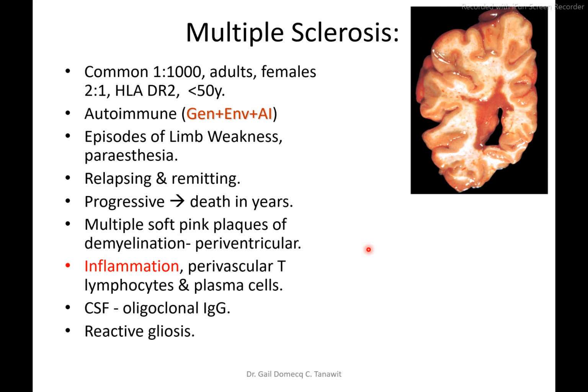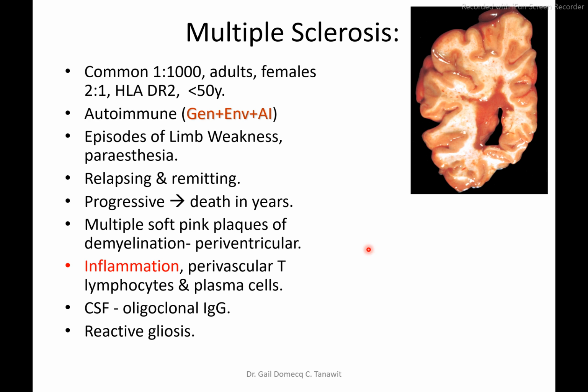For MS, multiple sclerosis, it's common, usually 1 in 1,000 adult females. There is a genetic predisposition located in HLA-DR2, with earlier onset if they have this one, so less than 50 years of age. However, it's an autoimmune disease, so genetic, environmental, and autoimmune factors would all eventually play a part. Episodes of limb weakness, paresthesia, relapsing and remitting, progressive, and it can lead to death in the chronic stages.